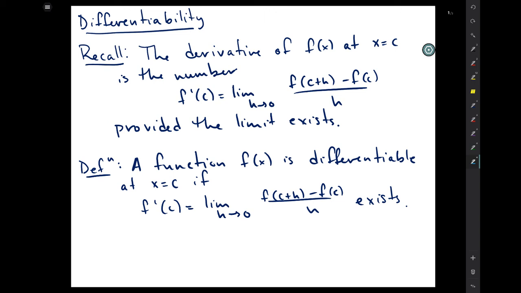Hi, this is Dr. Goldstein, and I am going to be discussing the concept of differentiability.